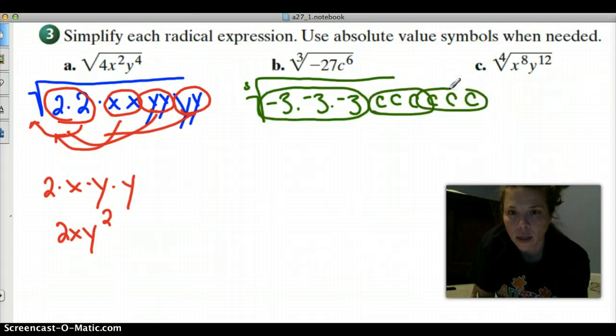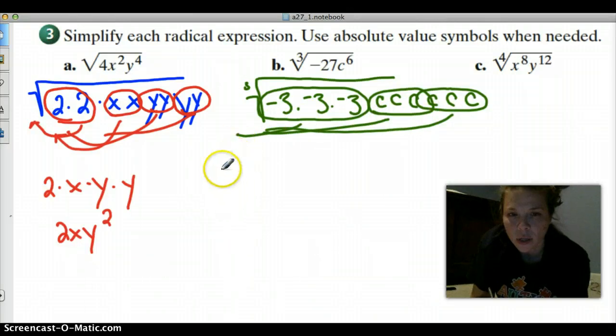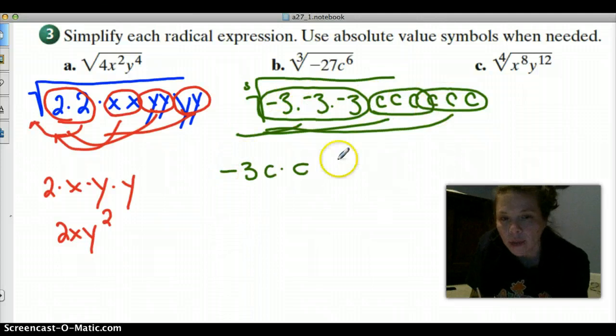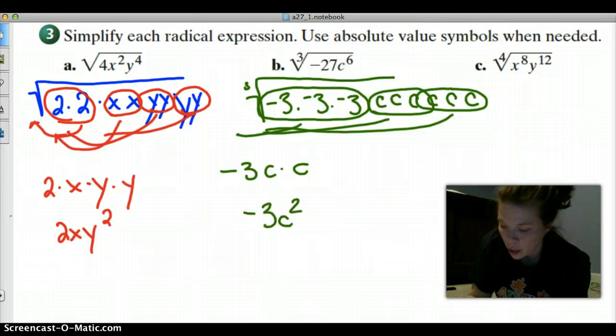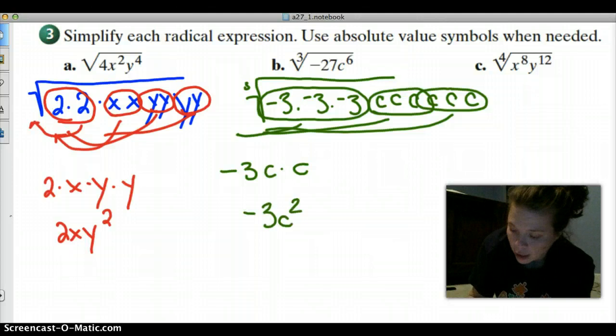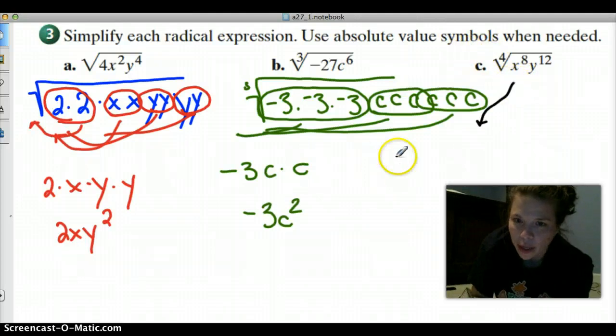And there we go. So now we bring this out, we bring this out, and we bring this out. So that's negative 3c times c. There's nothing left underneath the radical, so we just have negative 3 times c, which is negative 3c squared. Okay, finally, we have this 4th root, and I'm going to rewrite it just to give some space.